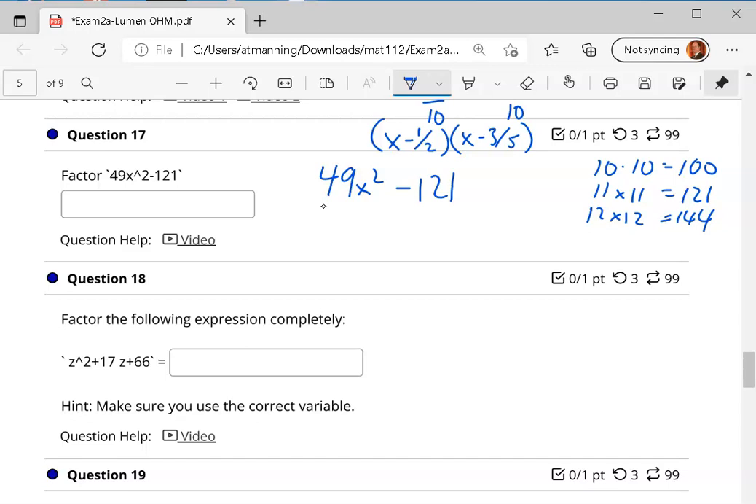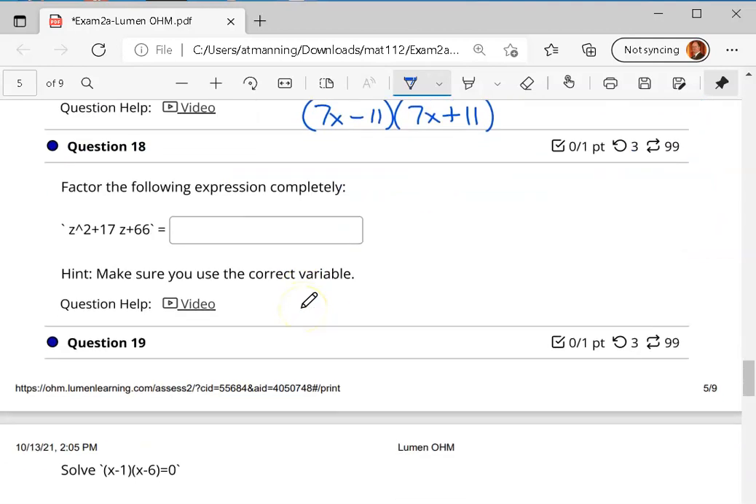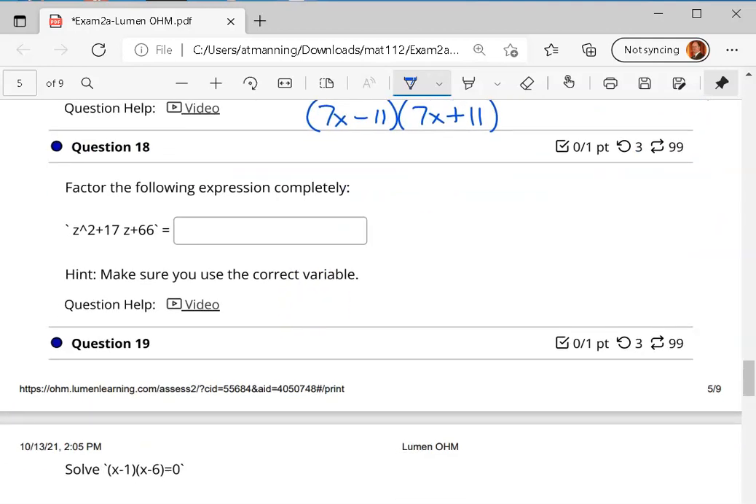And remember, when you see difference of squares, you know that that's going to be 7 squared x squared minus 11 squared, right? 7 squared x squared minus 11 squared. When I see that, I know that that's equal to 7x minus 11 times 7x plus 11. Recognize the difference of squares. Do you think it might happen here? I'm not so sure. Let's find out.